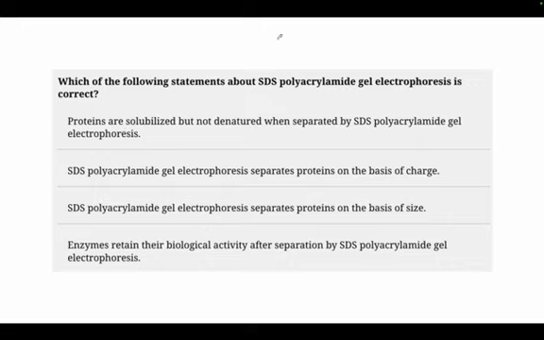Which of the following statements about SDS-PAGE is correct? Separates on basis of size, this is correct. Solubilized but not denatured, this is wrong. Separates on basis of charge, this is wrong. Enzymes retain the biological activities, this is wrong. The only correct statement is that it separates on the basis of size.